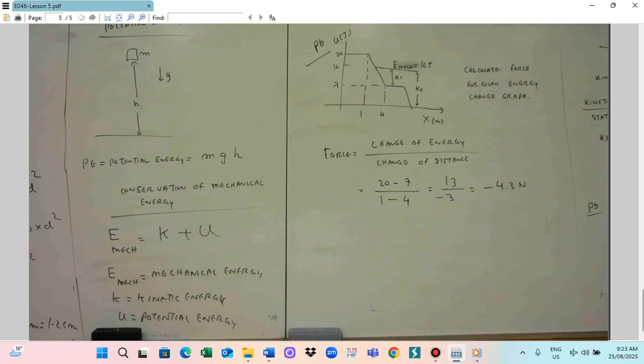Force can happen when the energy changes from one level to another. When the energy is changed, force can also happen. In this graph, the initial energy is 20 and the final energy is 7, so 20 to 7 is changing. The distance goes from 1 to 4. So we can calculate the force. The force equation is change of energy divided by change of distance.